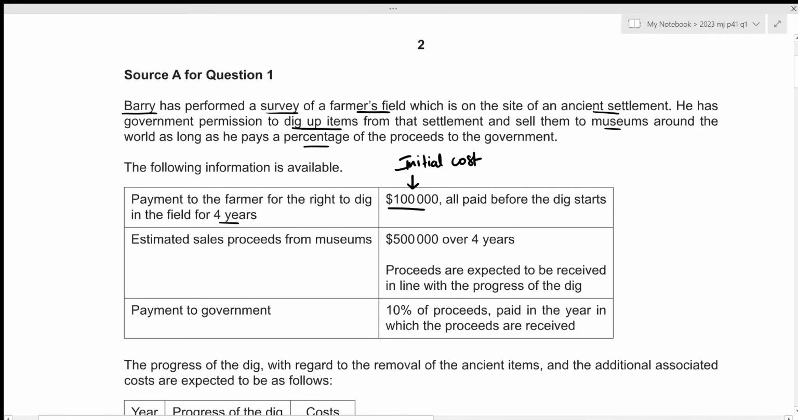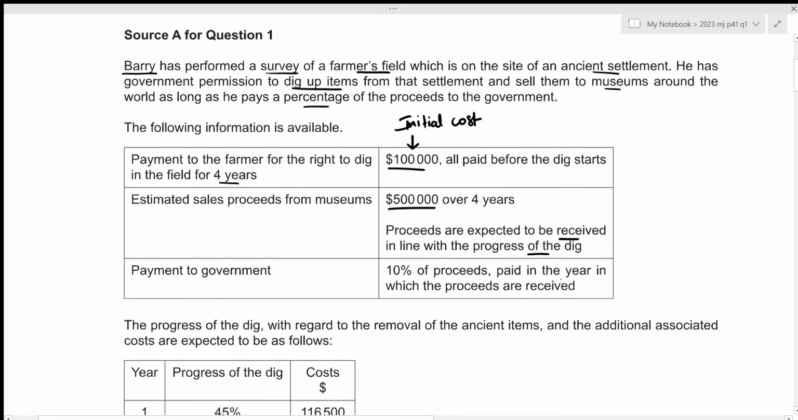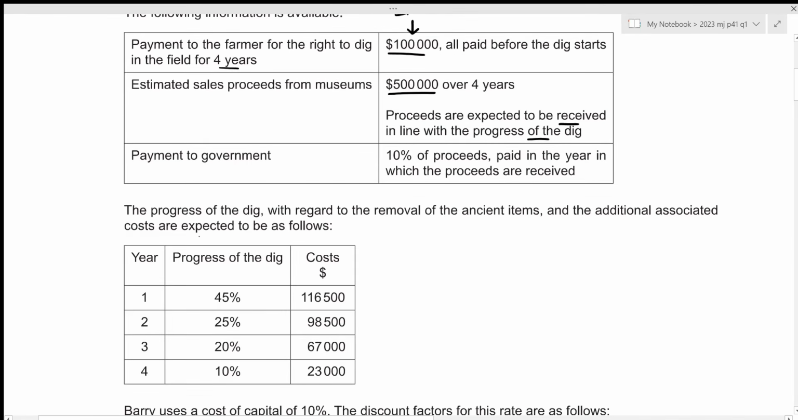Then estimated sales proceeds from museums is 500,000 over 4 years. So that's the total for 4 years. And proceeds are expected to be received in line with the progress of the dig. So we must be given information right here. So we're given progress of the dig right here. I'm just going to figure out the amounts as well. So we have 0, 1, 2, 3, and 4 years.